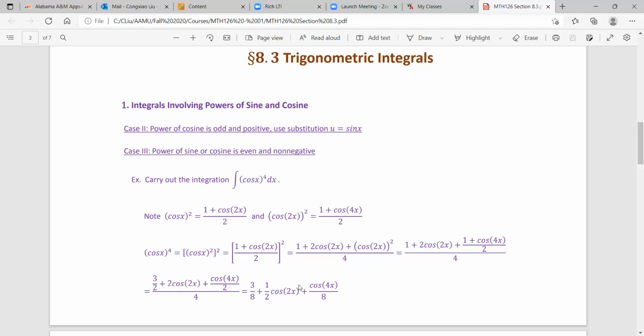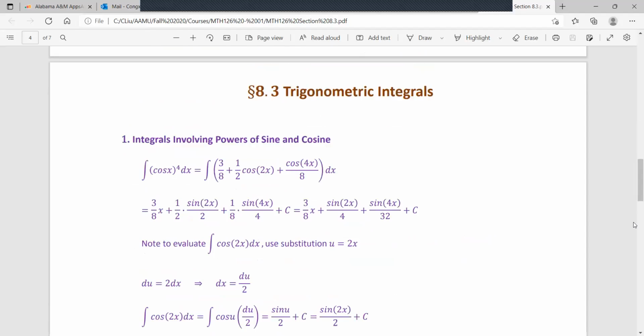Okay, so that's the cosine x to the fourth we started with. We just replace cosine x to the fourth by this and integrate term by term. Now everything is just in the first power of cosine or a constant, which can be easily integrated. That's the whole point of using the double angle identity: you lower the power when you use the identity. So let's finish this problem.